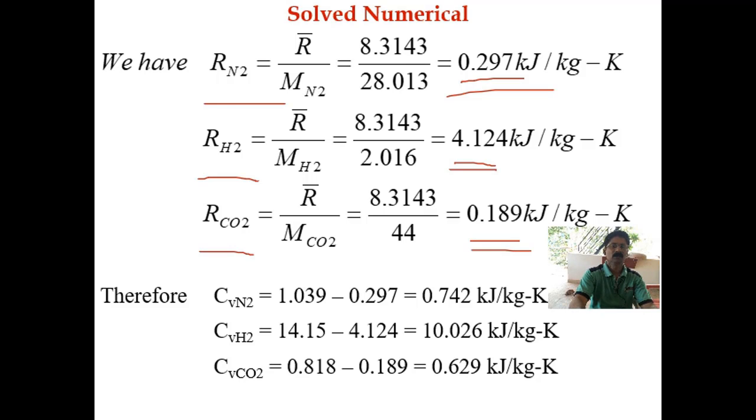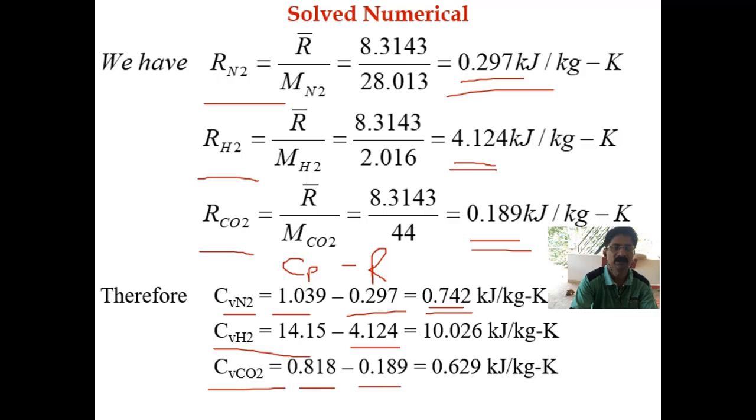Now, if you want to find out the specific heat of the individual constituent gases, you know that Cp minus Cv is equal to R, so Cv is equal to Cp minus R. So CvN2 is nothing but CpN2 minus RN2, and you get it as 0.742. CvH2 is nothing but 14.15 minus 4.124, which gives 10.026, and CvCO2 is 0.818 minus 0.189, which gives 0.629 kilojoules per kg per Kelvin.